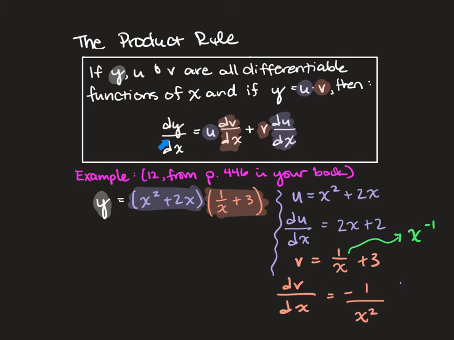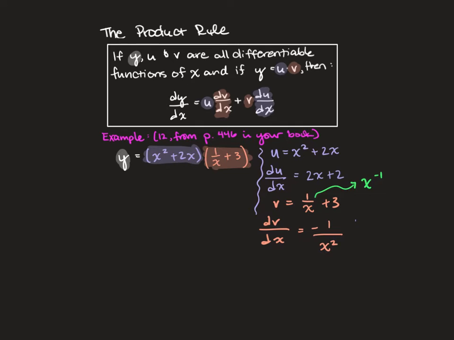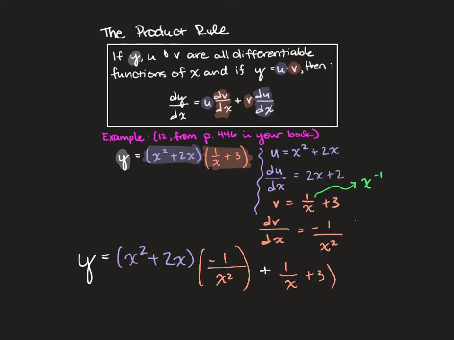Okay, so then it's literally just following this formula, which does make sense, and there is a reason for it, but let's give ourselves a little space, and we're going to do that. Okay, so y is going to be equal to u, which is x squared plus 2x, times the derivative of v, so that's going to be negative 1 over x squared, plus v, which is going to be 1 over x plus 3, times the derivative of u, which is 2x plus 2.